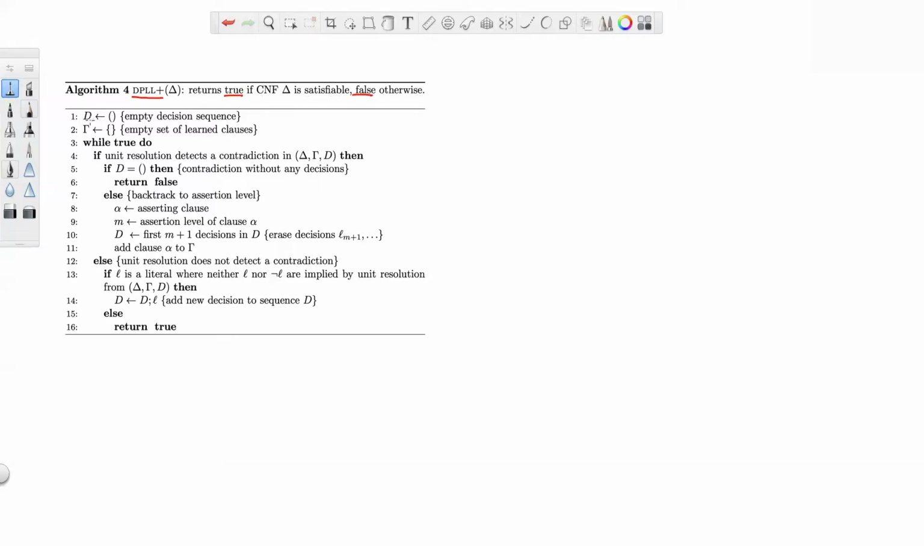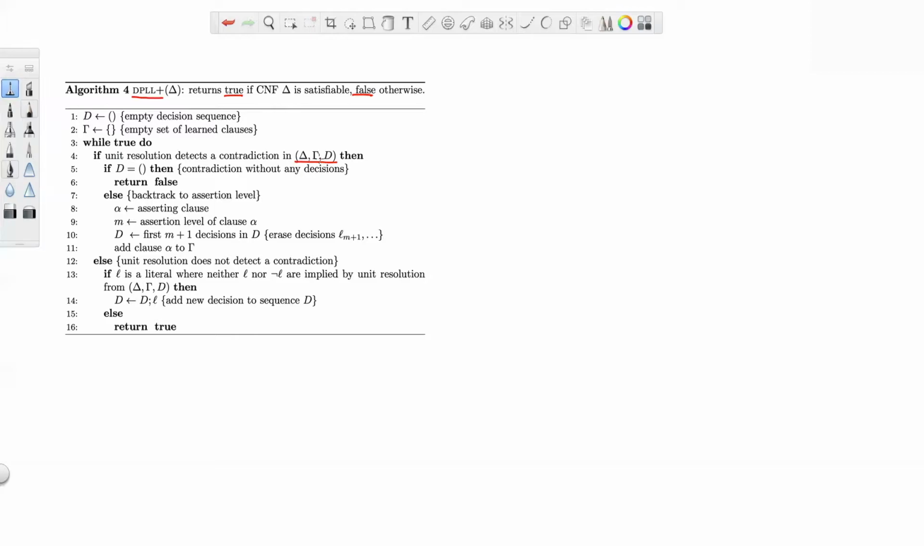Okay. What we have here is D, which is our decision sequence, right? These are the decisions that we're making. They're going to be a list. And then we have gamma, which is the clauses that we're learning. Initially that's empty, so we haven't learned anything. And then there's a loop that says while, it keeps repeating. It starts by running unit resolution. But look at what unit resolution is applied to now. It's applied to three things: the original knowledge base, the learned clauses, and the decisions.